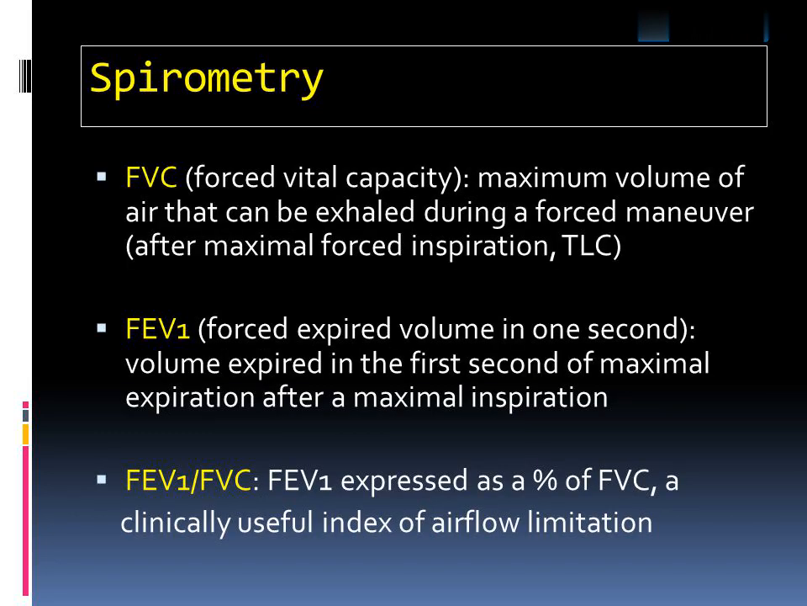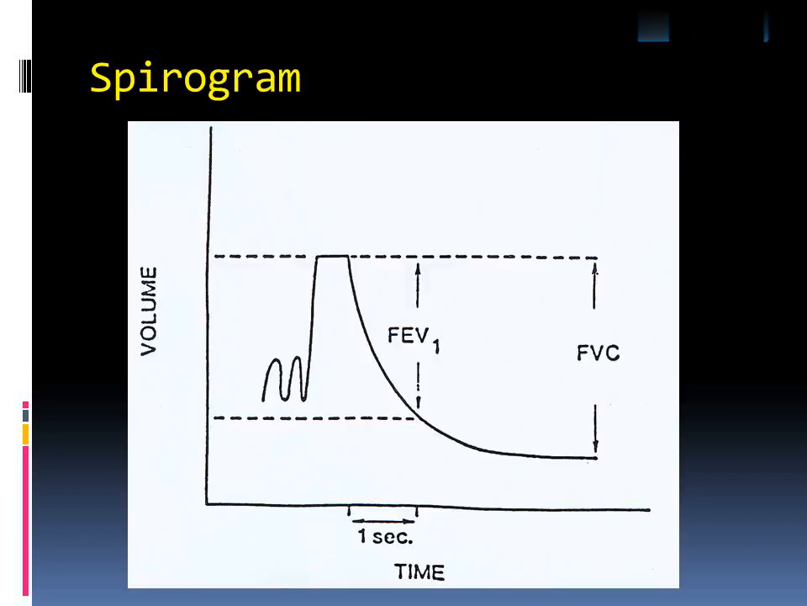Spirometry. FVC, forced vital capacity, is the maximum volume of air that can be exhaled during a forced maneuver after maximal forced inspiration, TLC. FEV1, forced expired volume in 1 second, is the volume expired in the first second of maximal expiration after a maximal inspiration. FEV1/FVC, FEV1 expressed as a percent of FVC, is a clinically useful index of airflow limitation. Spirogram.